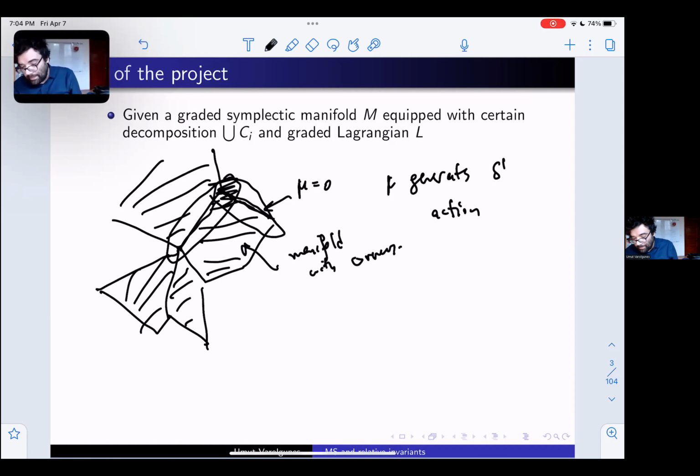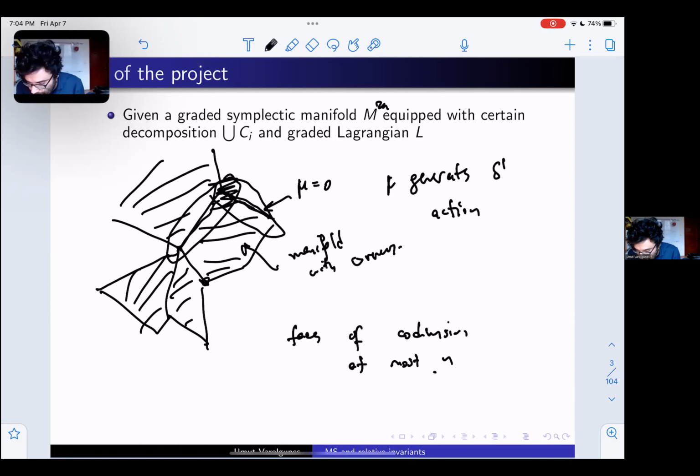Okay, so in a codimension 1 face, I have an S1 action. In a codimension 2 face, I have an S1 cross S1 action, and so on. And these manifolds with corners will have faces of codimension at most n in a 2n dimensional manifold. So faces of codimension at most n. Do you have, I'm a bit slow, a theorem that such decomposition exists sufficiently often?